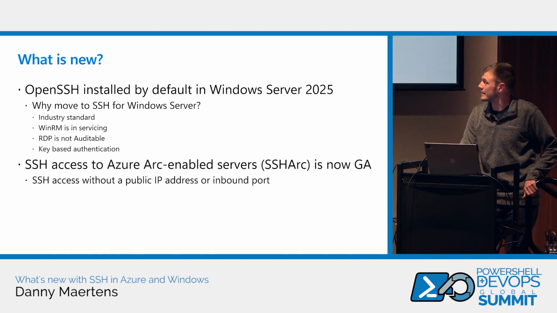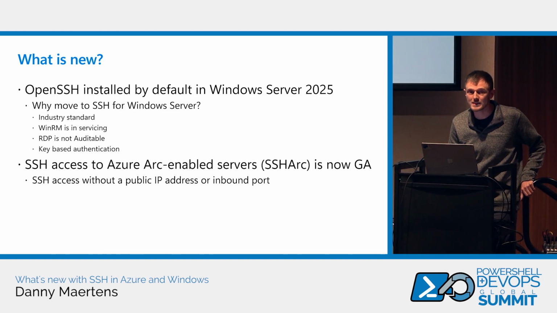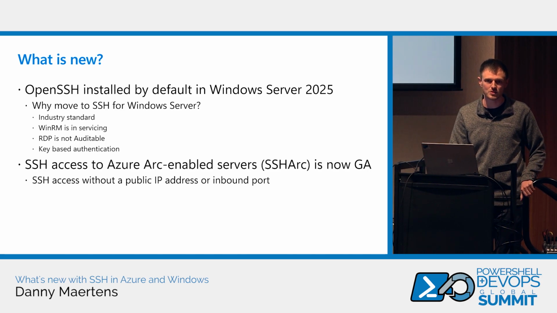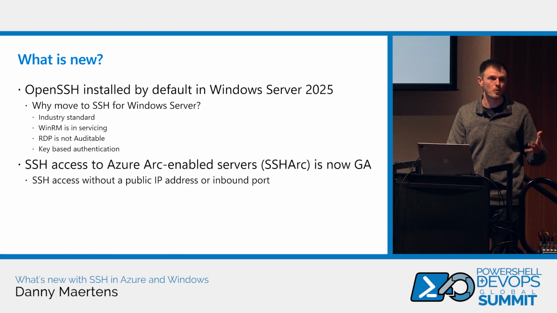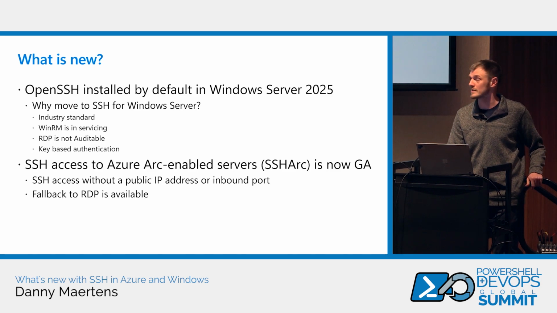All right, and the next thing is if you're not really ready to move fully over to SSH, SSH supports arbitrary port tunneling. And so if you need to fall back to RDP, you can do that really easily.